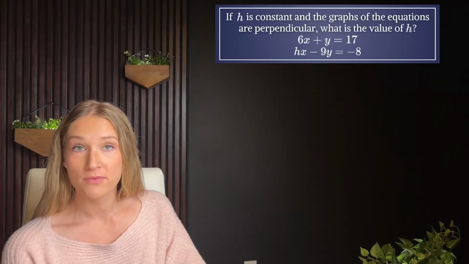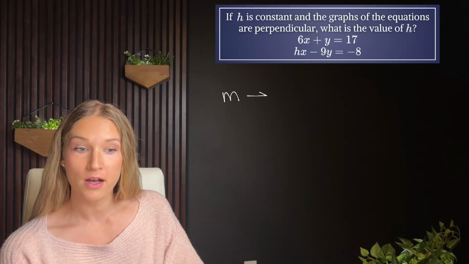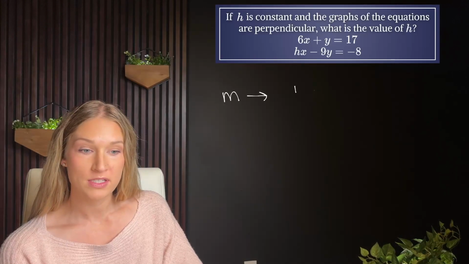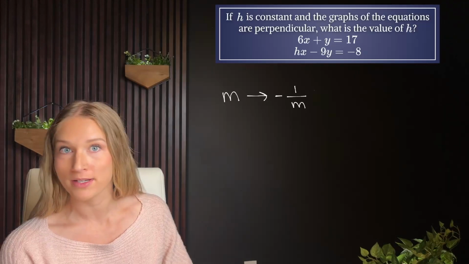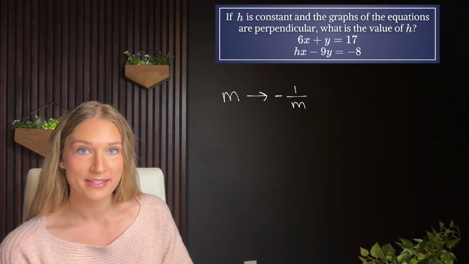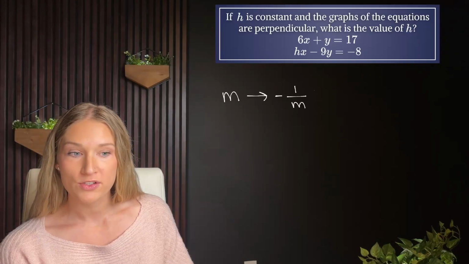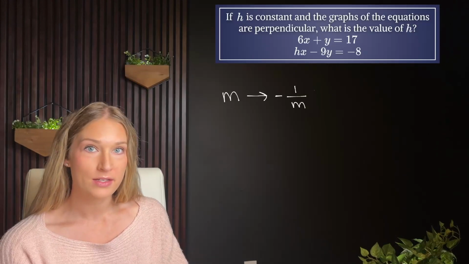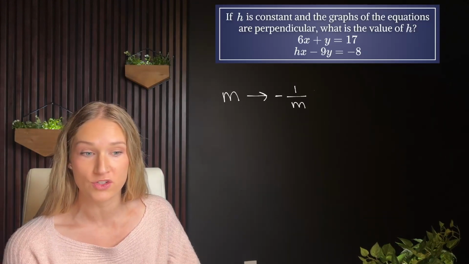Let's say the slope of the first line is m. Then that means the slope of our other line is going to be the opposite reciprocal. So I'll take the reciprocal of m, or flip it over, and then make it the opposite, or negative, of what m is. And that's the slope of my second line. So first thing I'm going to do is find the slope of my first line, and then I'll compare that to the slope of the other line and make sure that those two slopes have this relationship.